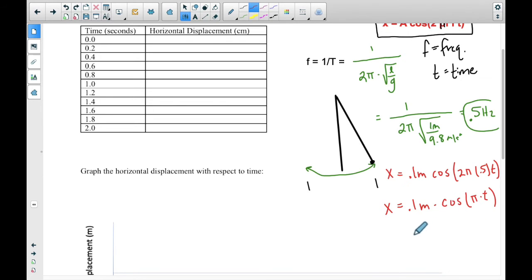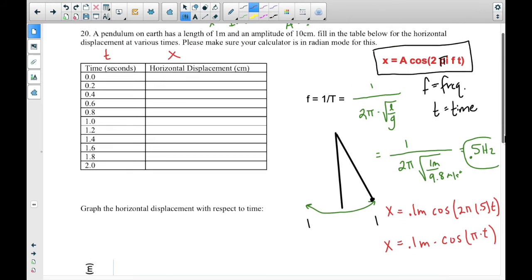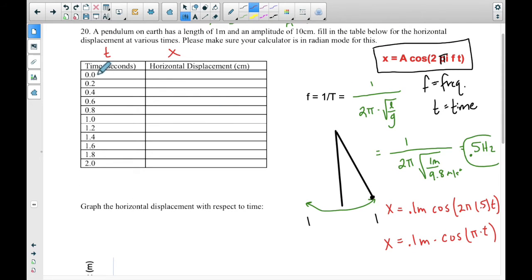X equals 1.1 meter, 1/10 of a meter, times the cosine of pi times t. And so now we can put this into our calculator, and we have two options. We can go step by step and plug in a 0, see what we get, plug in a 0.2, see what we get, and so forth and so on. Or we could go into our y equals button and put it in there. Also, at the top, there's an important note that this is in radian mode.